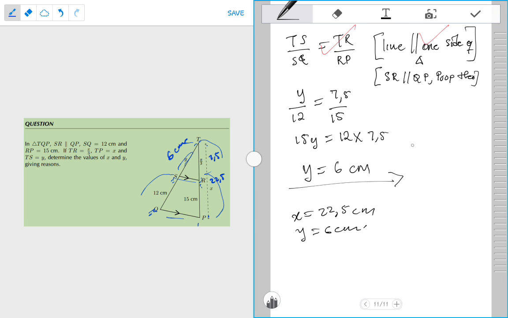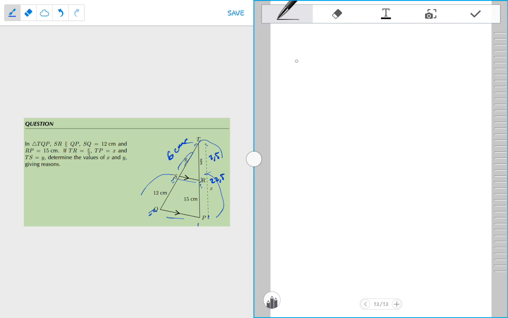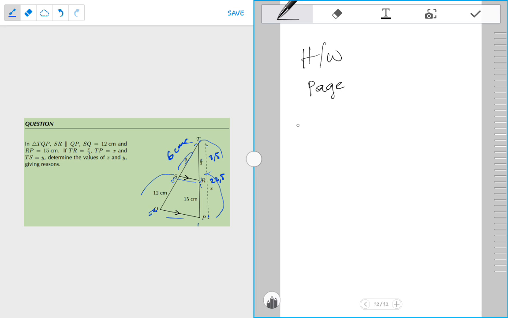So now homework, which is a practice. The practice is on the Siyavula textbook grade 11, which I sent, page 332. Activity, the proportional exercise 8.8, exercise 8. So you can try and do those ones.